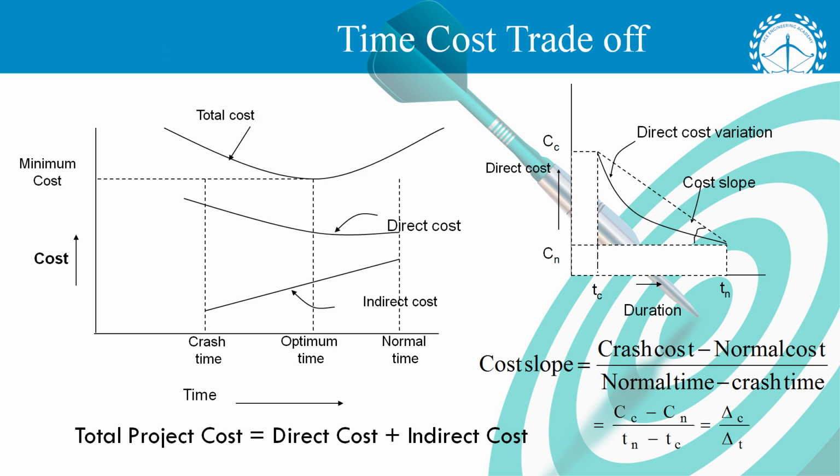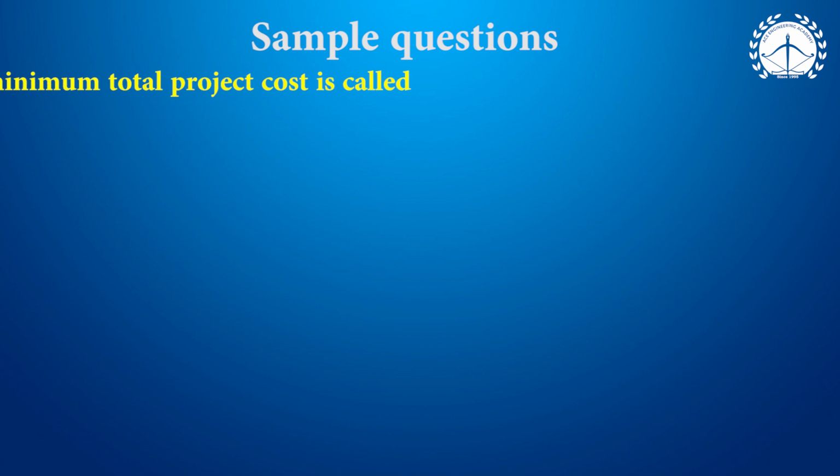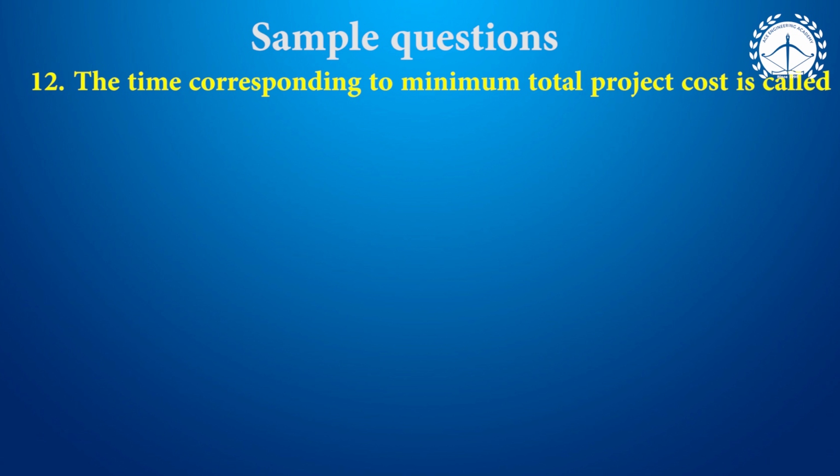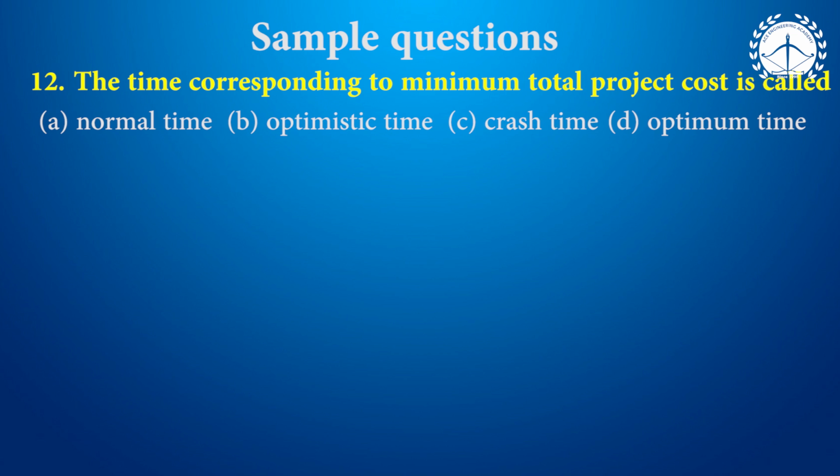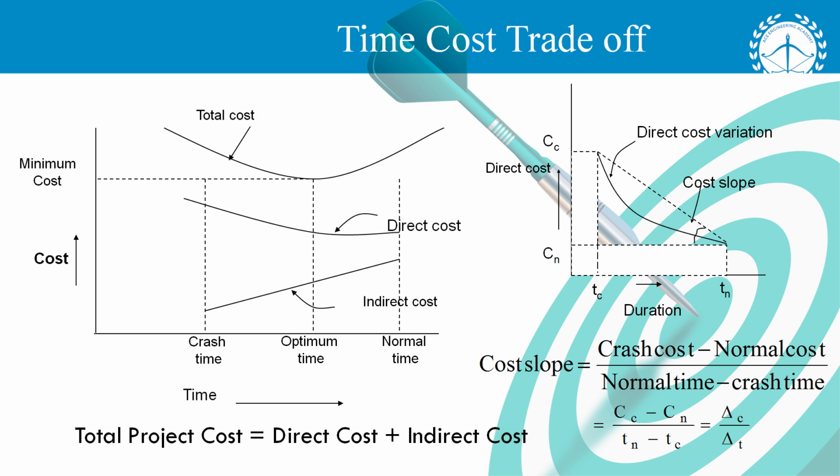These things we are going to discuss under network. So most of the projects we are supposed to find out what is the optimum duration, whether we can go for full crashing or less crashing. We can make use of this particular diagram. Let us have few questions on this. The time corresponding to minimum total project cost. Just now we have seen in the diagram where the total project cost is minimum means optimum time or optimum duration.